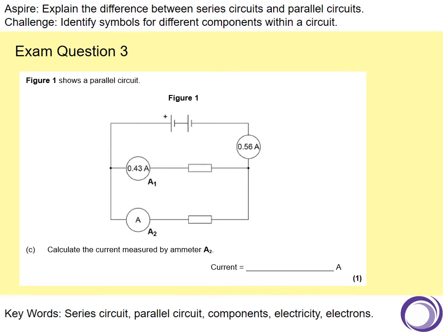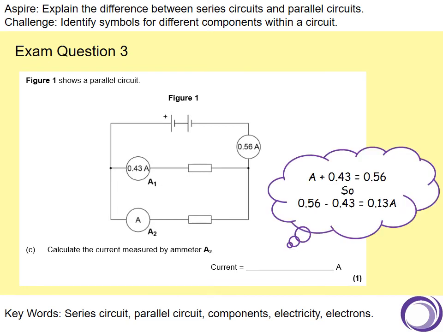So for this particular circuit, you've got a current of 0.56 amps going around. We know that the current splits and 0.43 amps goes through the ammeter A1. Therefore, we need to calculate what current goes through A2. So a little bit of maths. We need the current A2 plus 0.43 to equal the total current going around the system, which is 0.56. So all we do is we minus 0.43 from 0.56, and that gives us 0.13 amps.